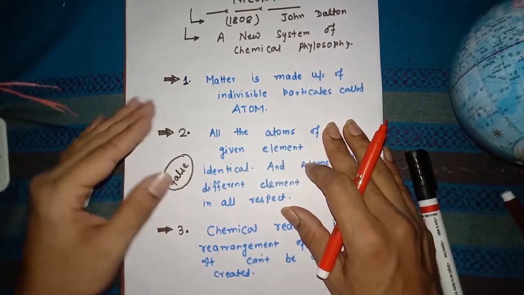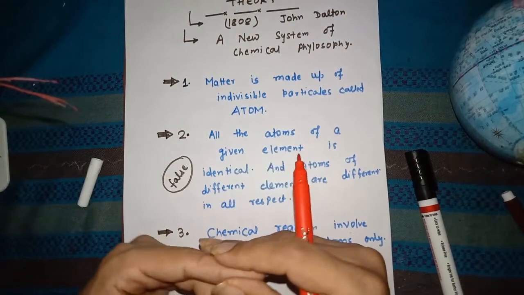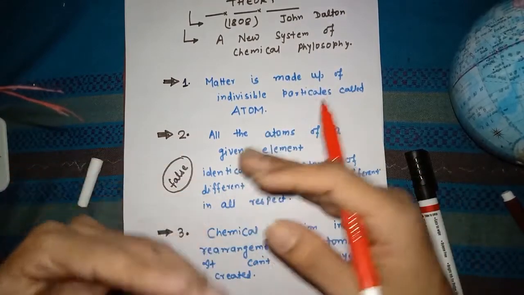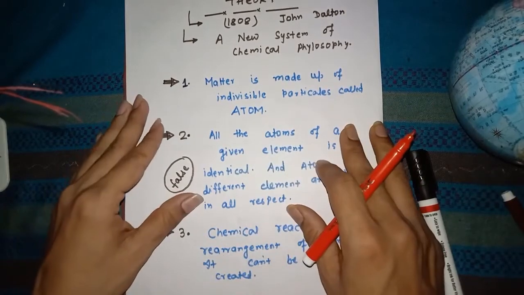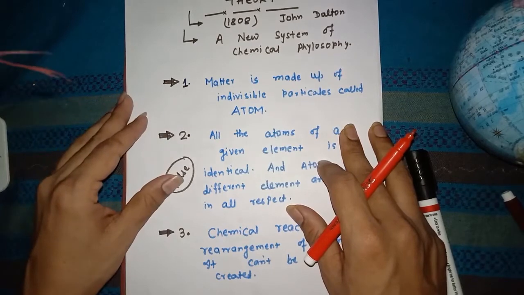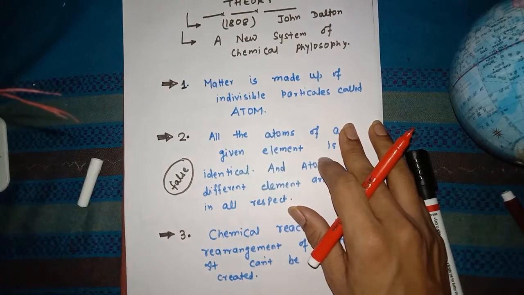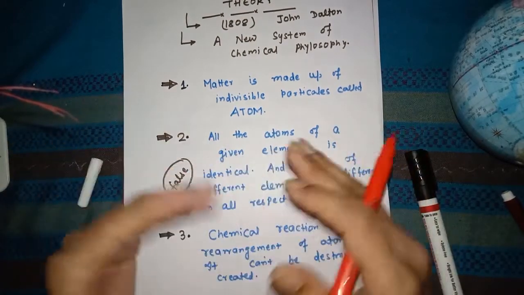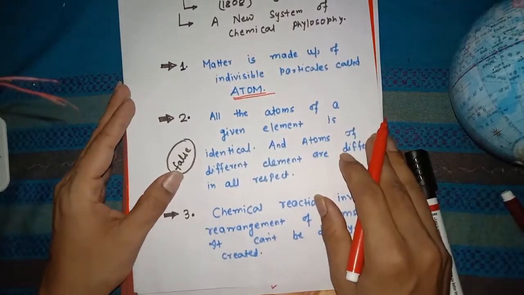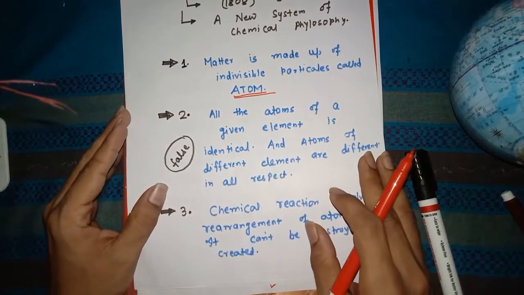All these ideas he published in a paper called A New System of Chemical Philosophy. In this philosophy, he proposed that matter is made up of individual particles, which we already know about. Next, all the atoms of a given element are identical.